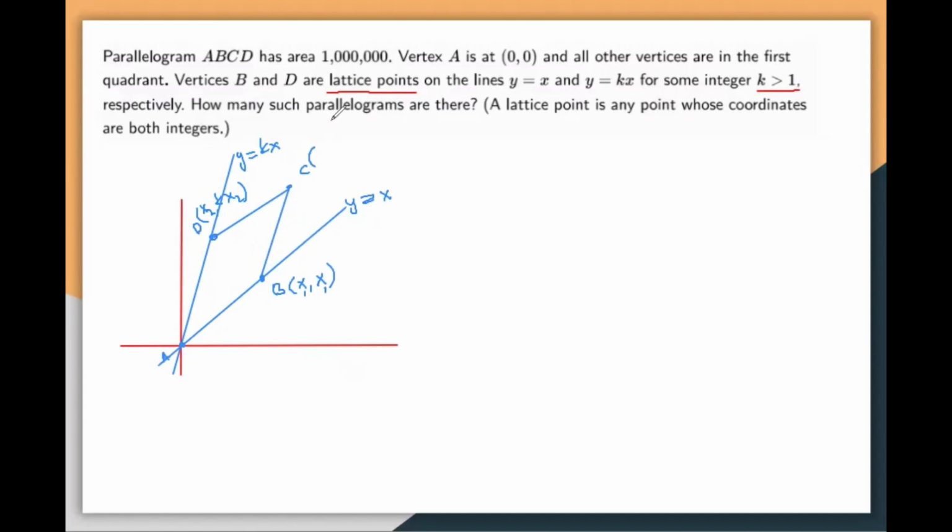But since we are told this is a parallelogram, this side is parallel to this one, and this is parallel to this one. So I know all three vertices except C, but the midpoint of diagonal AC and the midpoint of diagonal BD are the same, which means we can use that to get the coordinates of C. When you add the x coordinates of this one and this one, you get x1 plus x2, and the x coordinate of A is 0, so x1 plus x2 is the x coordinate. And the y coordinates are x1 and k times x2, so the y coordinate is x1 plus k x2. Okay, so we got these.